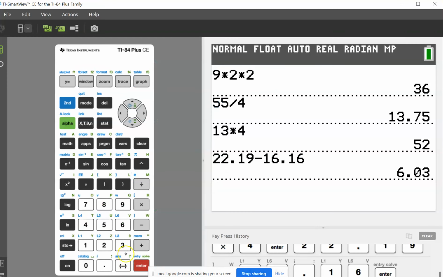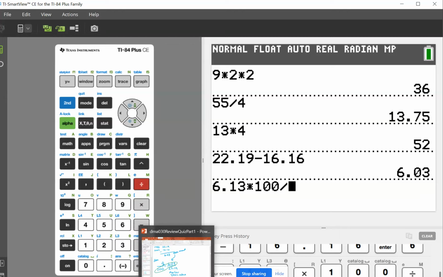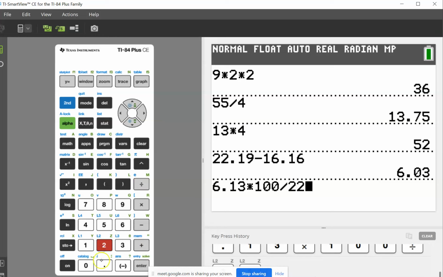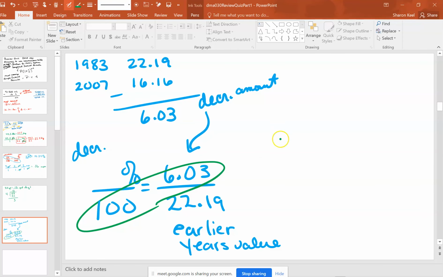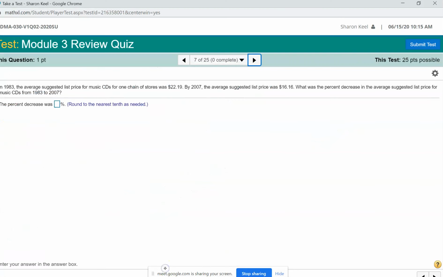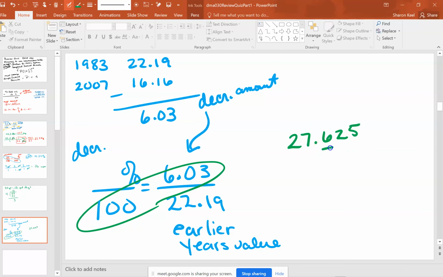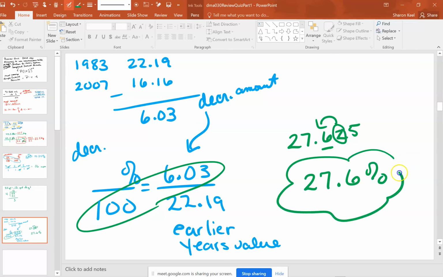So 6.03 times 100 divided by 22.19, we get 27.625. Let's look at the problem, and it says round to the nearest tenth. The tenth place is here. The 2 makes the 6 stay the same, so 27.6% would be your final answer.